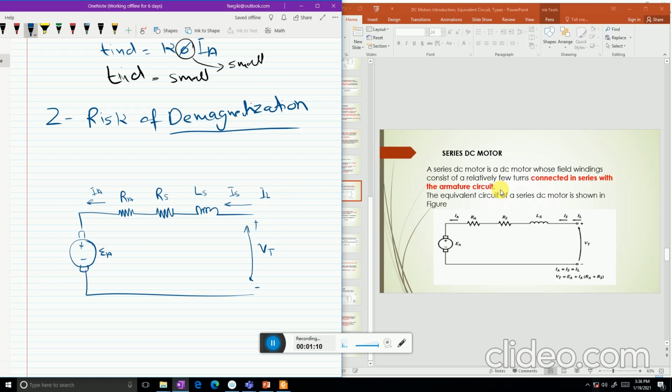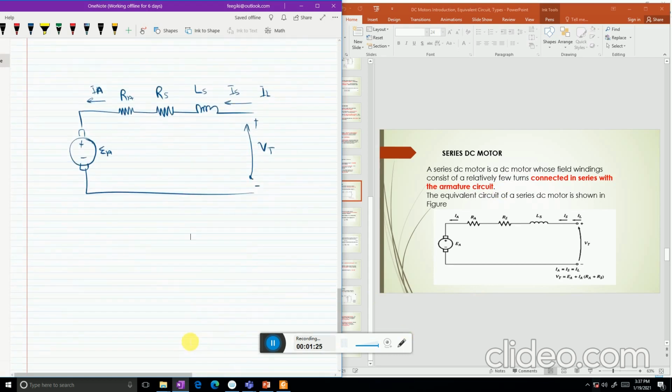As you can see from the figure, when the load increases, meaning Ia will increase, this Is will also increase, which is equal to Ia, so the flux also increases. So in this, Ia is equal to Is is equal to IL, and V terminal is given as EA plus IARA, this voltage drop, plus ISRS, this voltage drop.